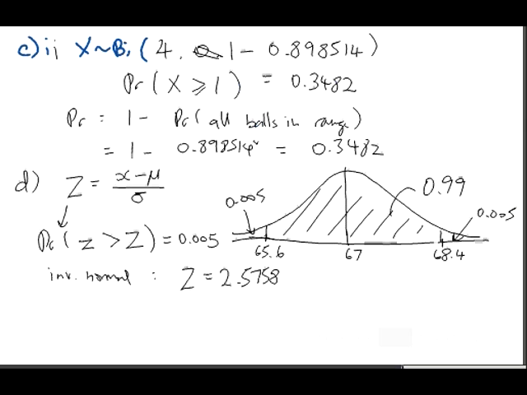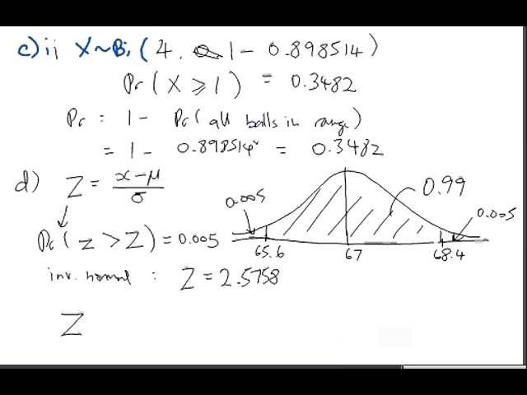There. So your calculator will have an inverse normal function, and essentially what that's saying is that on a standard normal distribution, meaning mean of 0 and standard deviation of 1, the chance of having a value higher than 2.5758 is exactly half of 1%, which is what we want. Great. Plug this back into our formula.